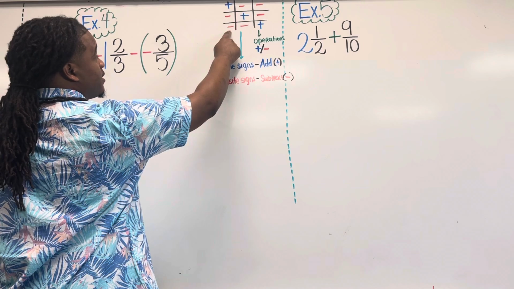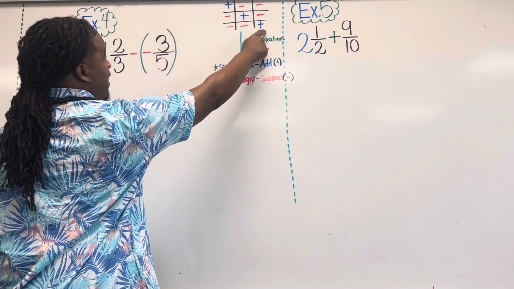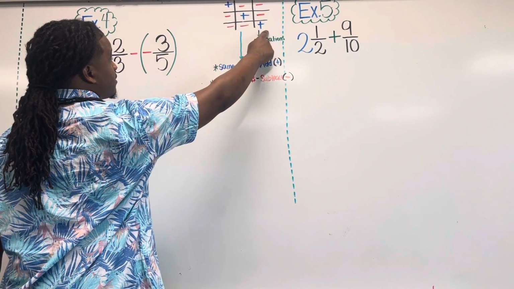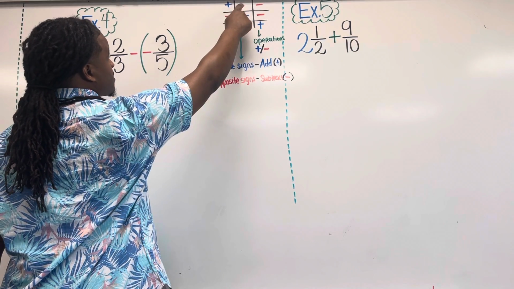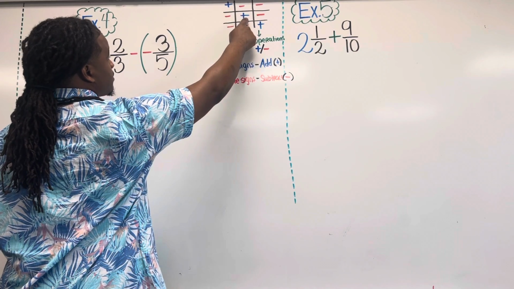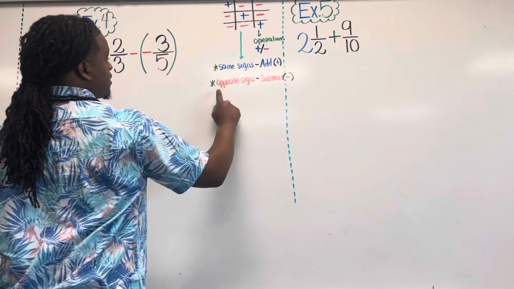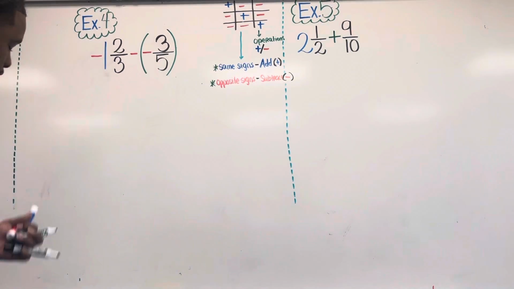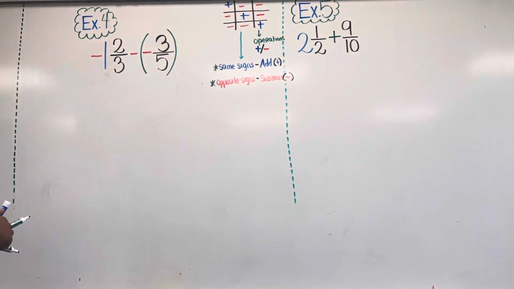So at the end, if I end up with 2 negative fractions, I'm going to add them. If I end up with 2 positive fractions, I'm going to add them. But if I end up with a positive fraction and a negative fraction, or a negative fraction and a positive fraction, I'm going to subtract. So that's why I have opposite signs subtract, same signs add, okay? So let's go ahead and start with what we have.